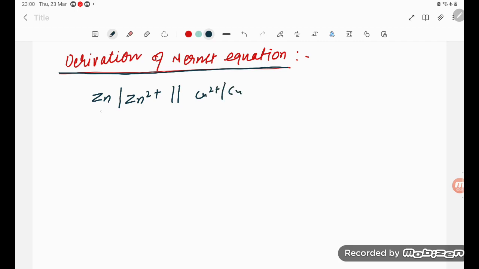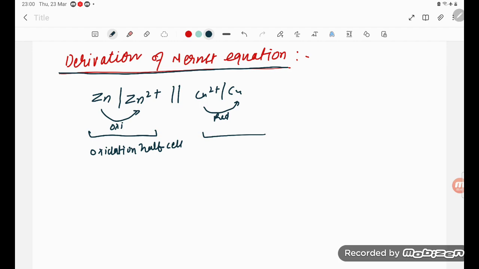Keep in mind students, here is the oxidation, and this is going to be reduction. It means this one is going to be the oxidation half cell. This is the first one. What about this one, students? This is going to be the reduction half cell. So these two things we have to understand.